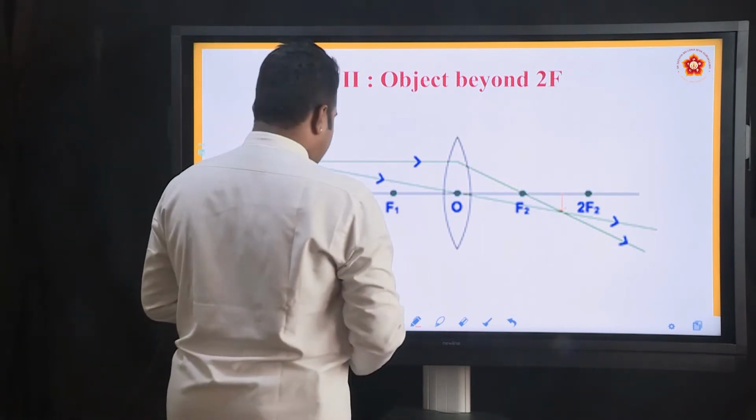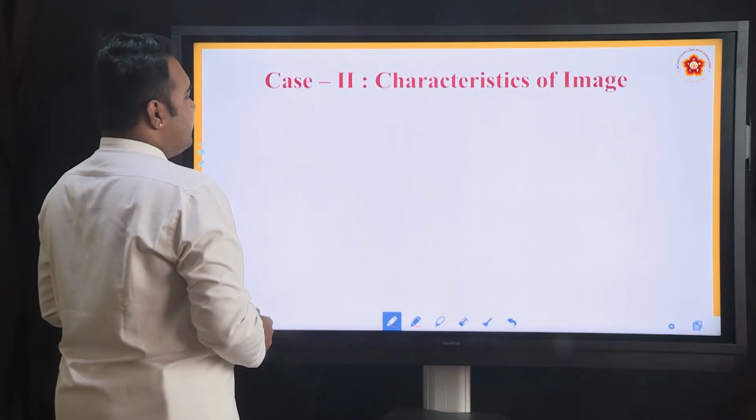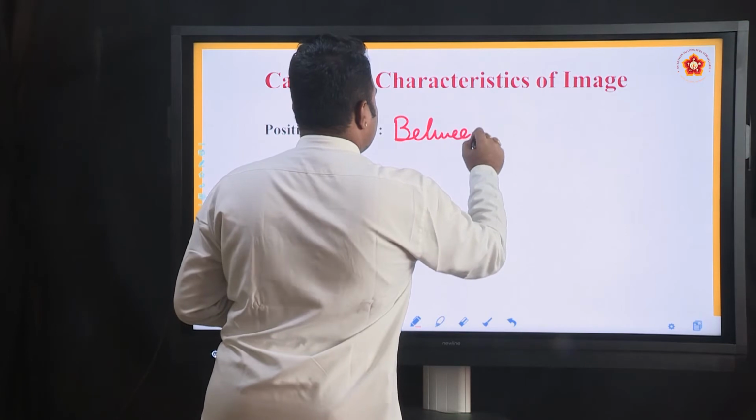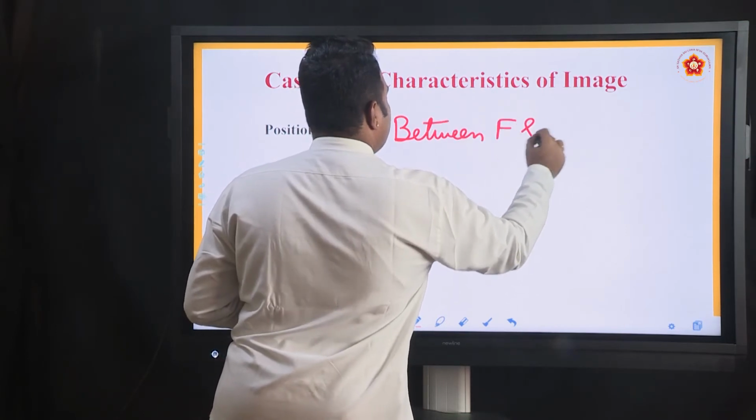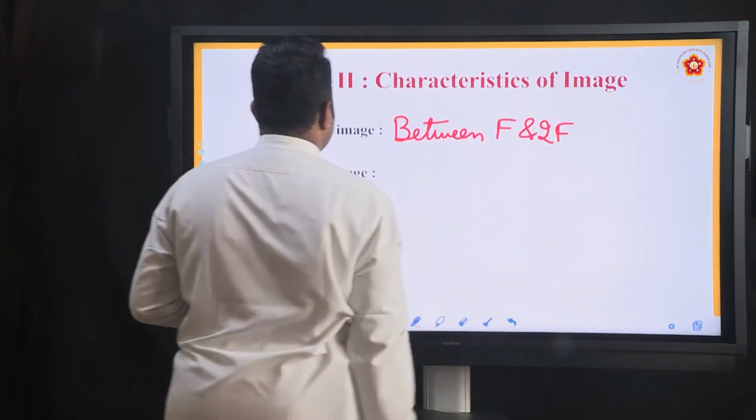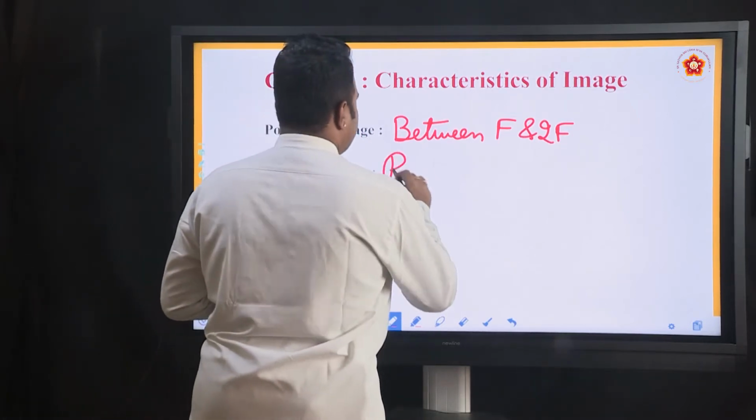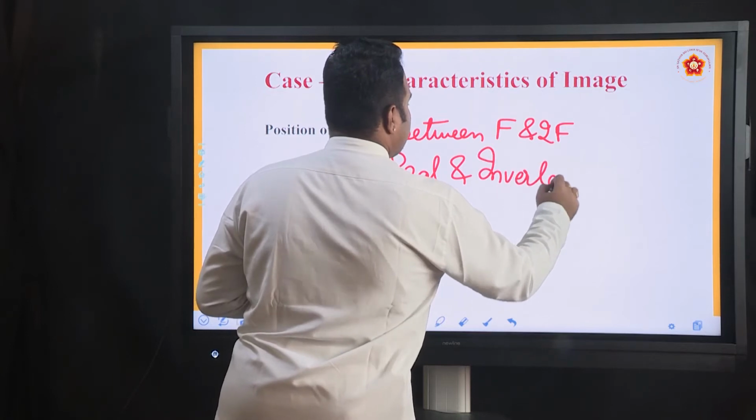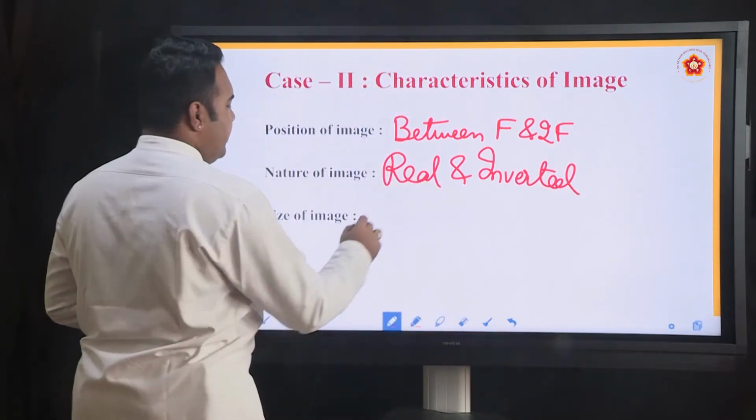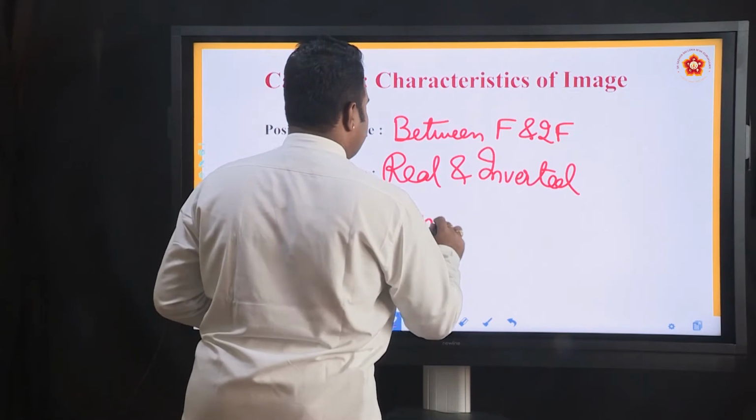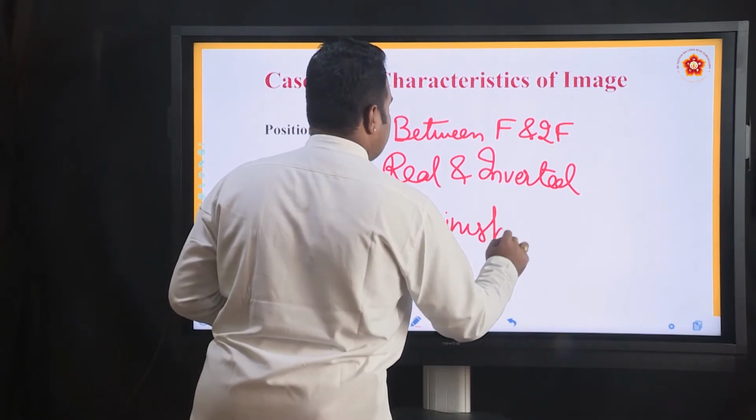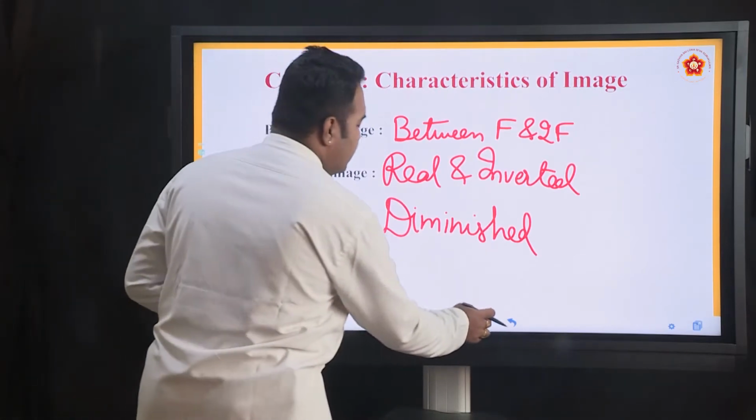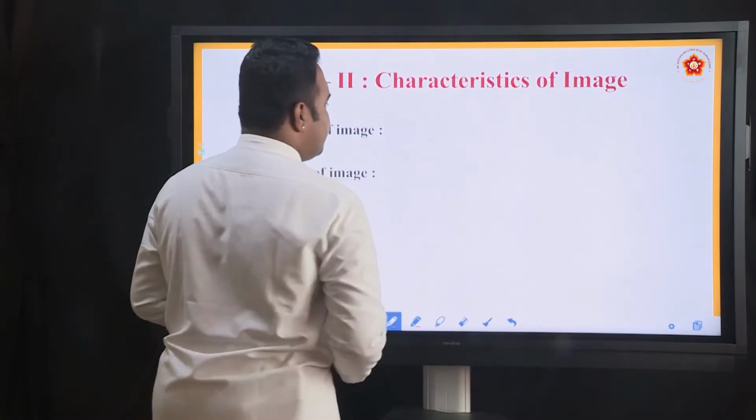So therefore, let's tabulate. Position of the image: between f and 2f, formed on the other side of the lens. Nature of the image: real and inverted. Size of the image: it is diminished. So this is how we talk of the position, nature and size of the image formed.